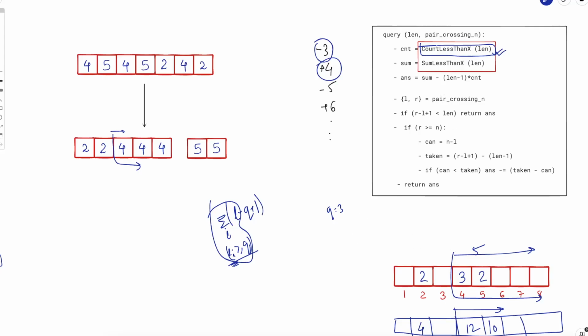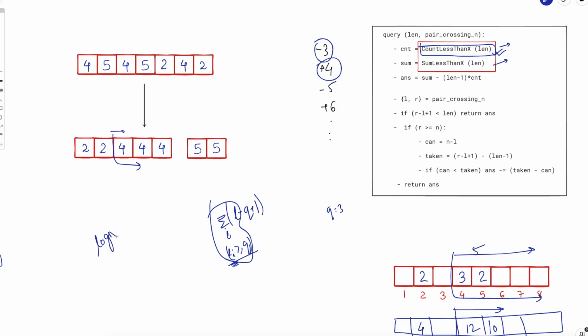So with this, the count less than or greater than x would be log n, and the sum less than or greater than or equal to x will also be log n. So these two things will still be log n, and the rest of them are anyway order one time with simple mathematics. So overall the complexity is still log n.